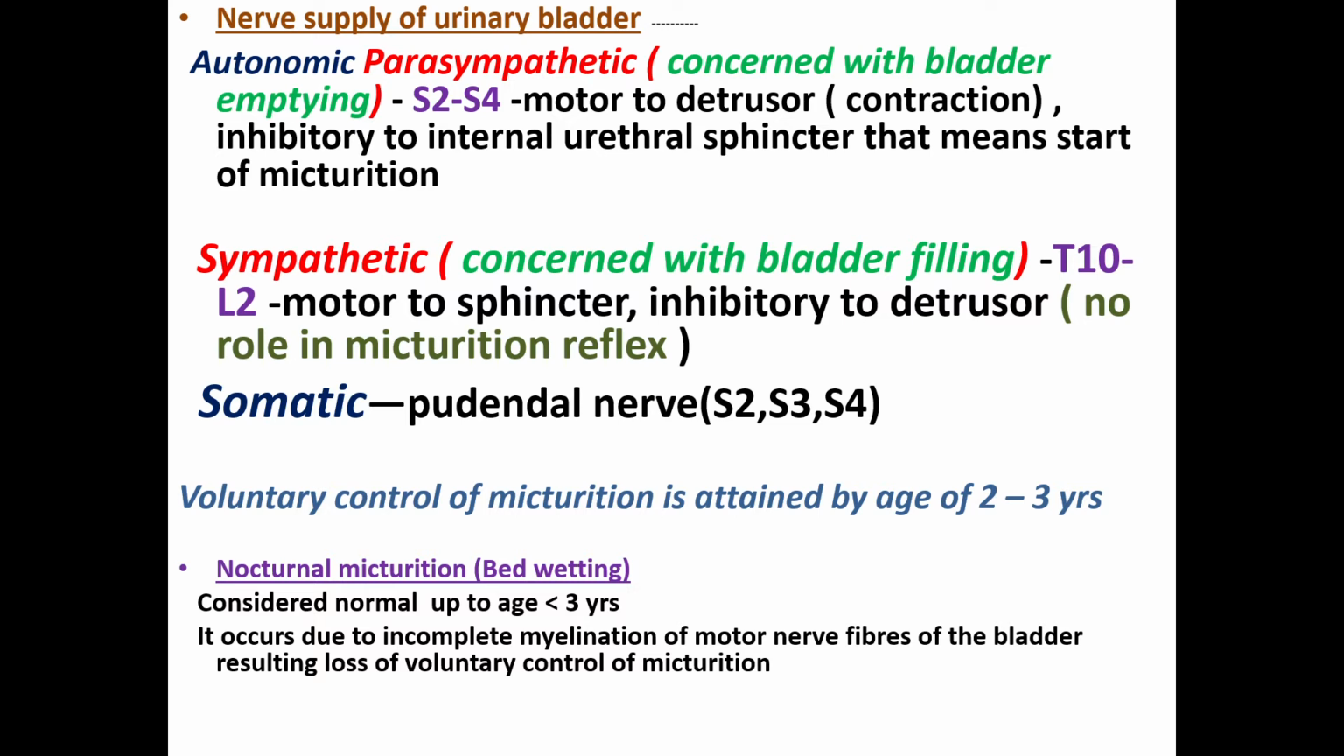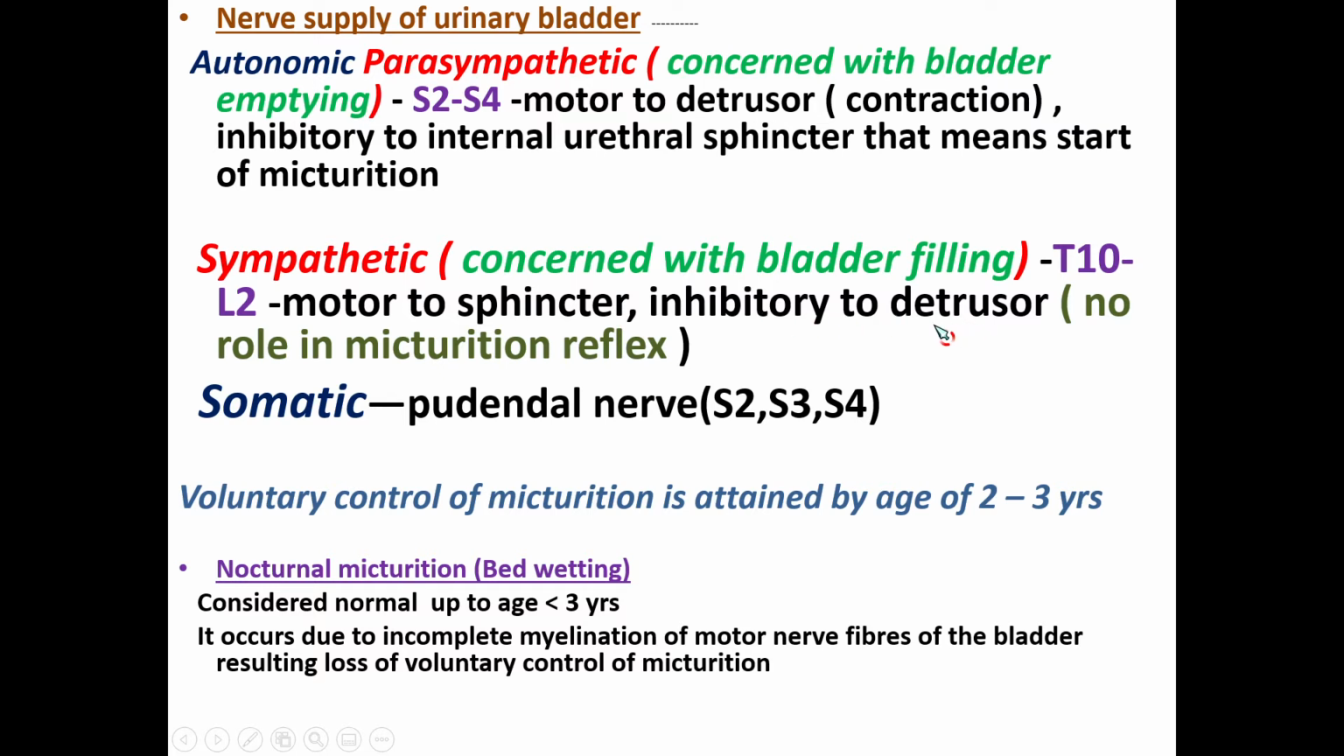Then we have got the sympathetic. They are concerned with the bladder filling or the storage. It is coming from T10 up to L2. I have told you earlier, motor to the sphincter, inhibitory to the detrusor. That means whenever the bladder is relaxed, that is your detrusor muscle, it should be in the inhibitory phase, and at the same time the sphincters are supplied by motor fibers. That means your sphincters remain contracted, and the detrusor muscle will be inhibited, that is, it will be relaxed.